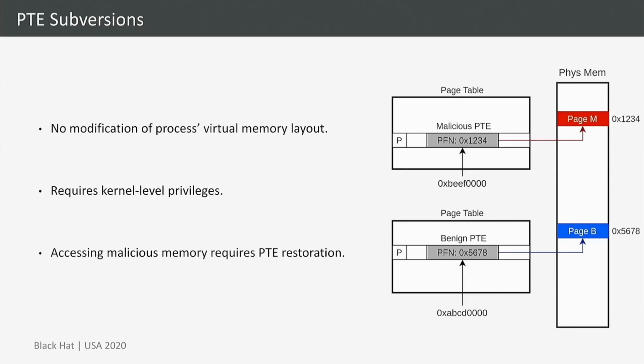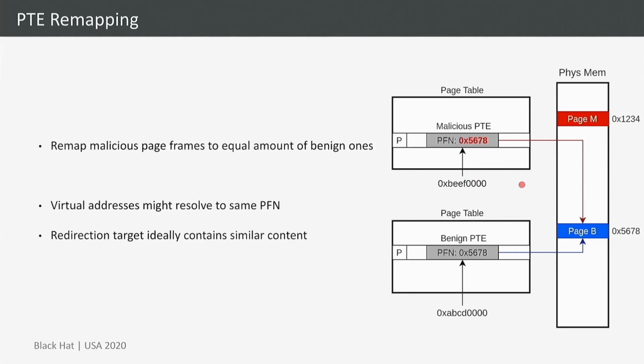The second technique also requires kernel privileges in order to work, and it also requires restoration. So it is necessary to all the time unhide and rehide the memory in order for it to work. And we will talk about 2 different flavors of this technique. We are calling them PTE Subversions, and we have the PTE Remapping and the PTE Erasure. The beginning in both cases is the same. So we have here our malicious page, and we have a benign page with data that is not malicious at all. And our goal now is to remap, in the first technique, this virtual address to this benign data by simply changing the PFN.